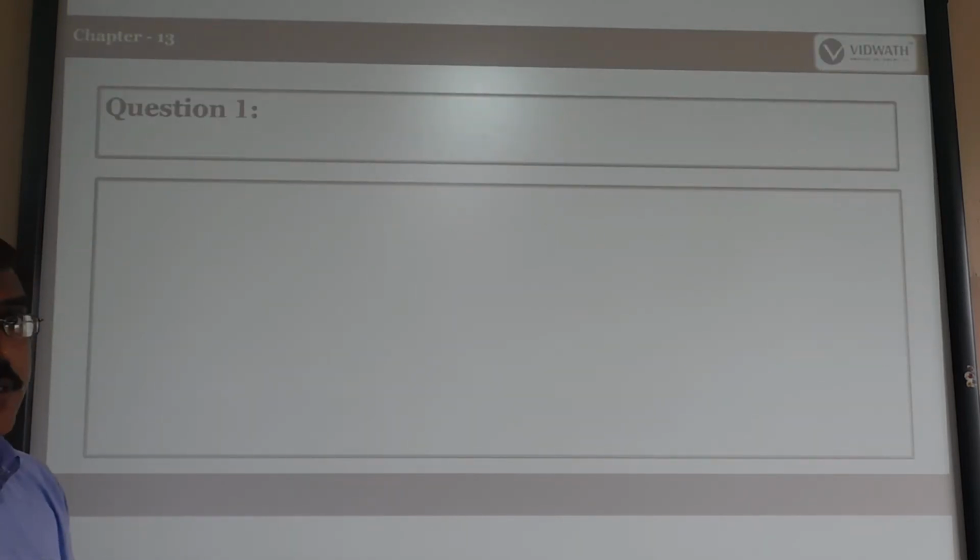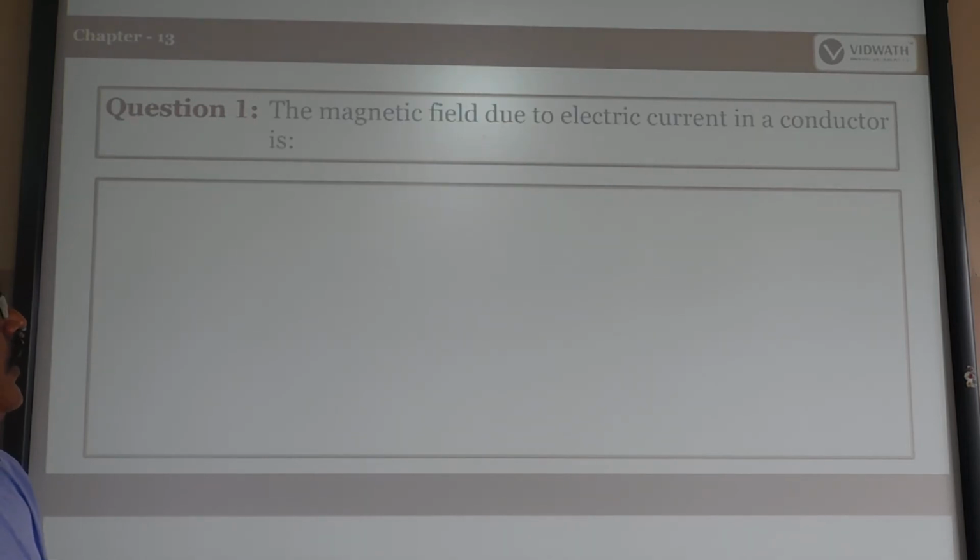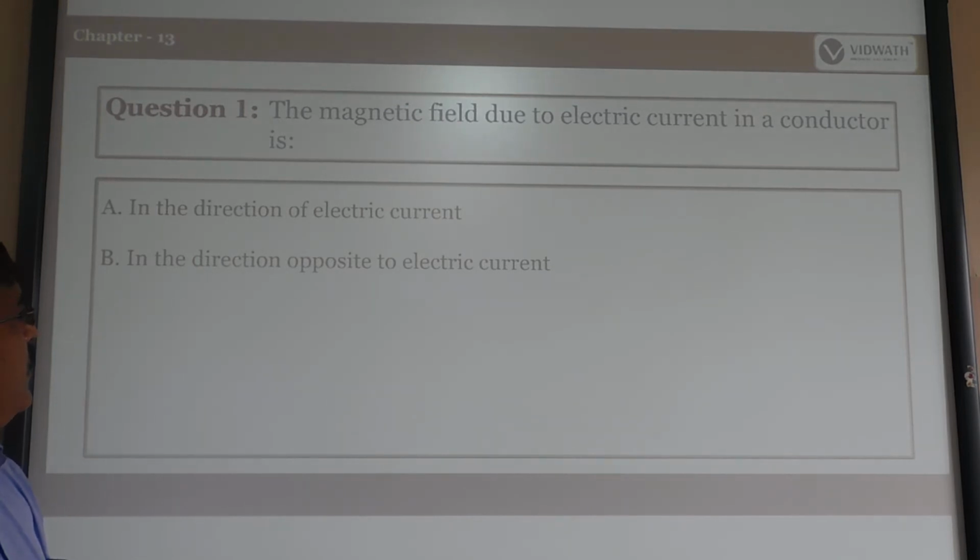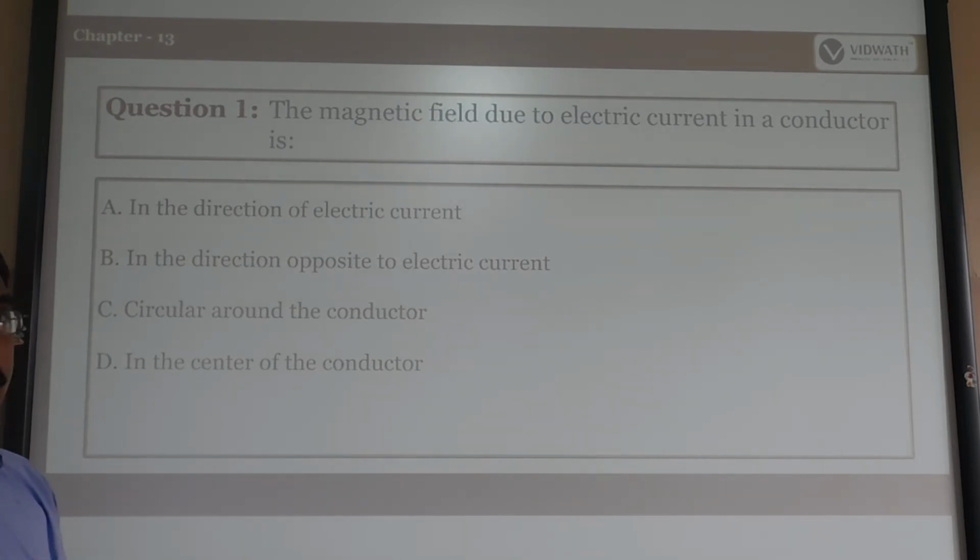So some revision questions, a quick revision. First question: the magnetic field due to electric current in the conductor is in the direction of the electric current, opposite to the electric current, circular around the conductor, or in the center of the conductor. The correct answer is circular around the conductor. How many circular turns are produced can be seen.